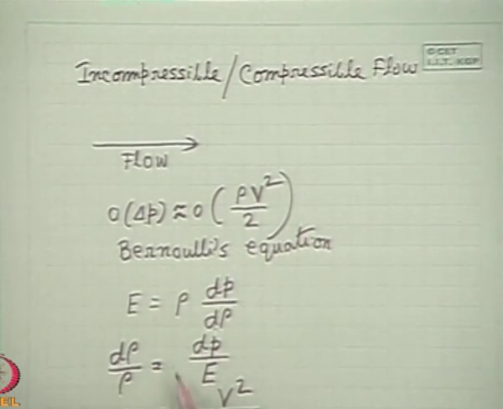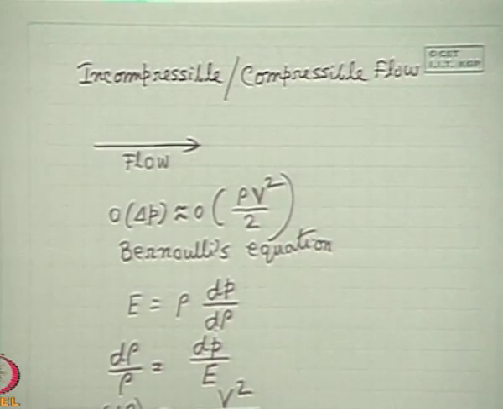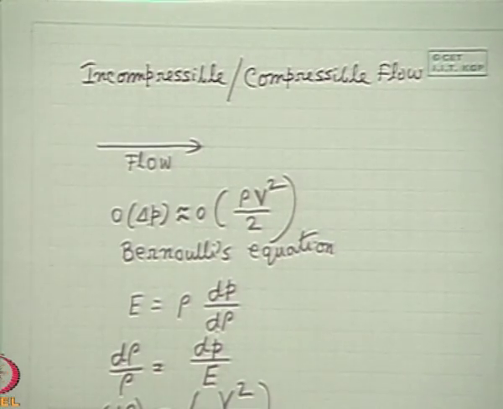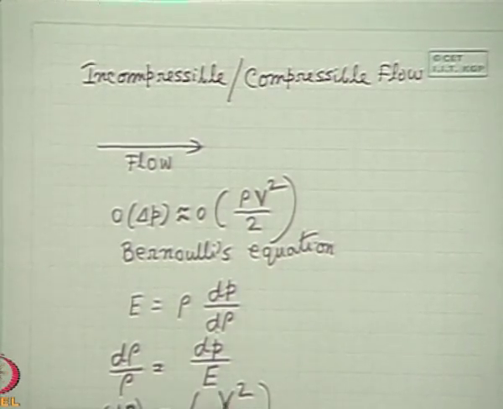So therefore you see the order of d rho by rho, in terms of order we can write, because this is not exactly the same, but the order of d rho by rho, that is the change in density divided by the initial density, becomes equal to the order of square of the flow velocity divided by 2 E by rho. Simple school level mathematics.